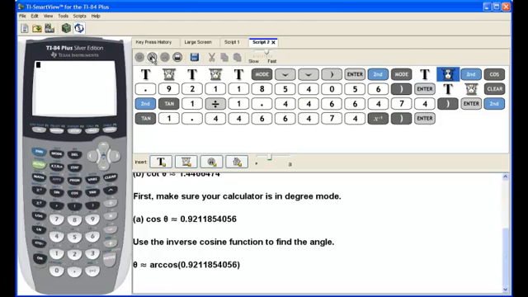Once you've done that, then you're ready to find the inverse cosine of 0.92. So again, hit second cosine to get inverse cosine and then enter the numerical value. You'll notice in the text that it says arc cosine. Arc cosine is another name for the inverse cosine. They mean the same thing.